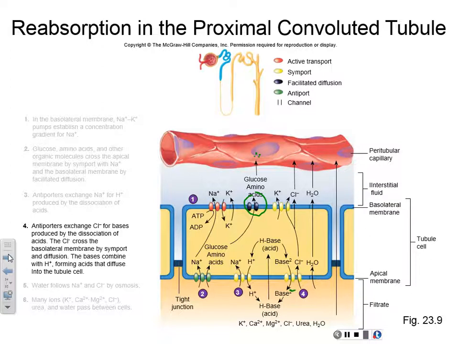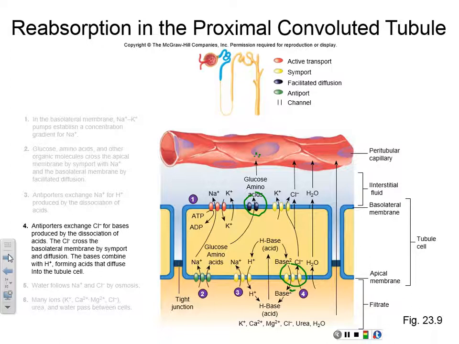And then, because the base is negatively charged, you've got to antiport it with chloride, which is negatively charged, so that you have electrical neutrality. Otherwise, you would depolarize or hyperpolarize the membrane. So this is an antiport again.